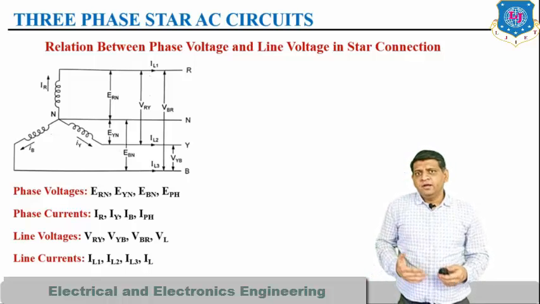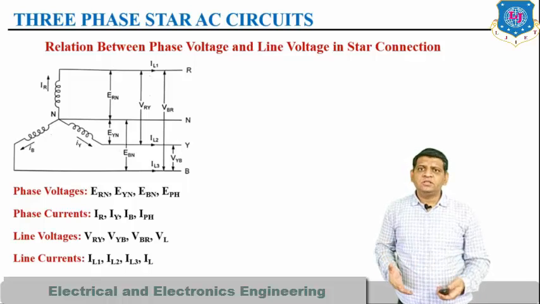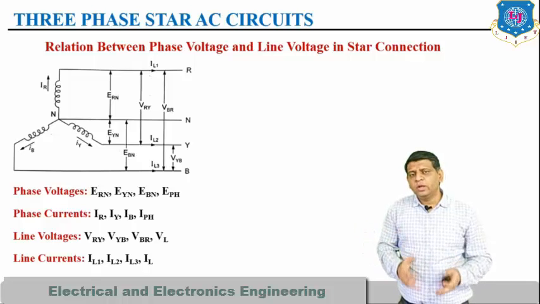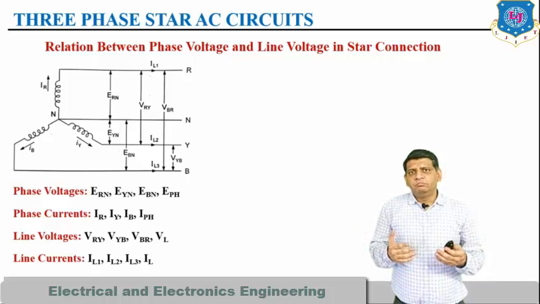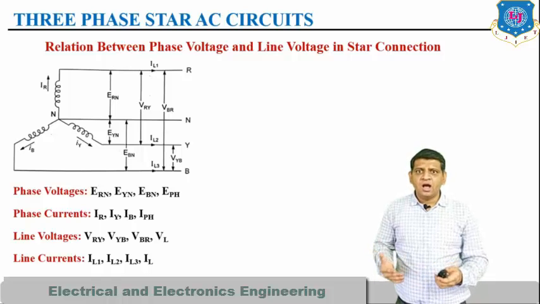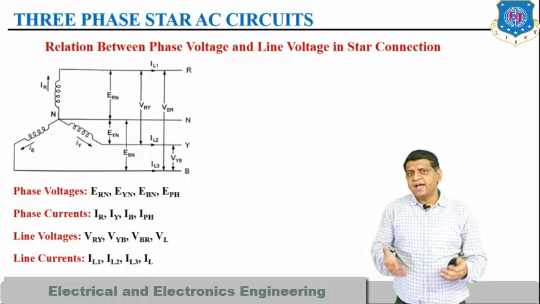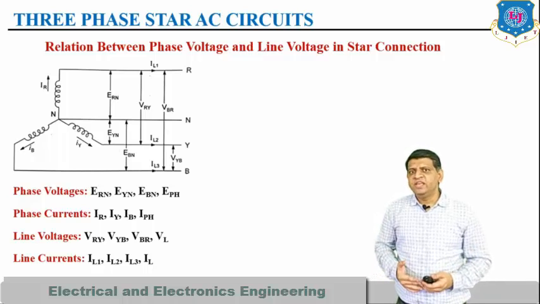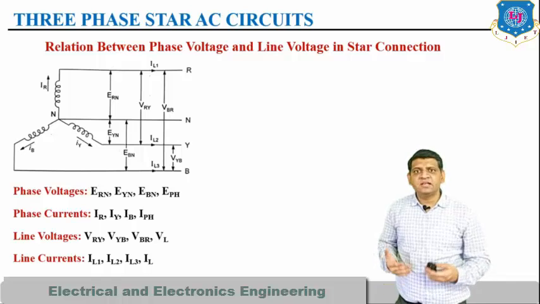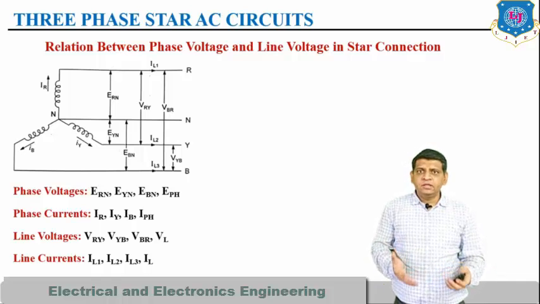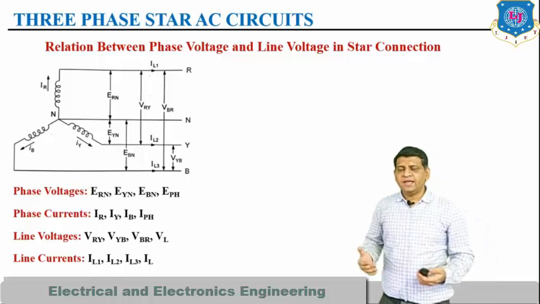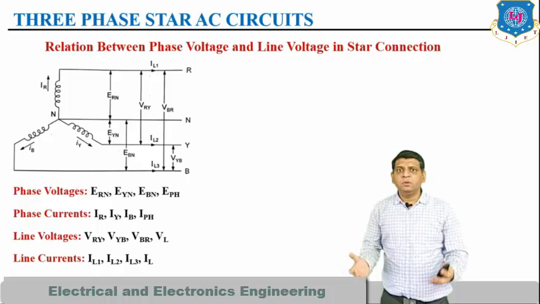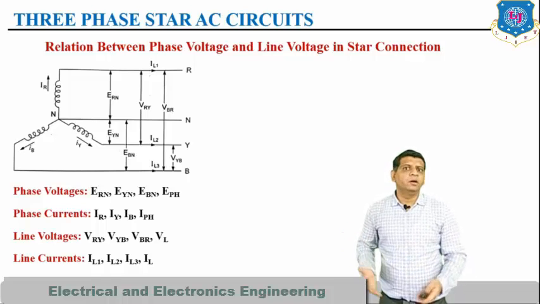Same way, if you talk about the line voltages, a line voltage is nothing but the voltage between two lines. Here I have a total of three lines: red line, yellow line, and blue line. So the line voltages are nothing but VRY, VYB, and VBR, in general considered as VL. Same way the line currents are defined as IL1, IL2, IL3, and IL. Now what is IL1? IL1 is the line 1 that we define as the red line. Same way line 2 is the yellow line, and line 3 is the blue line.